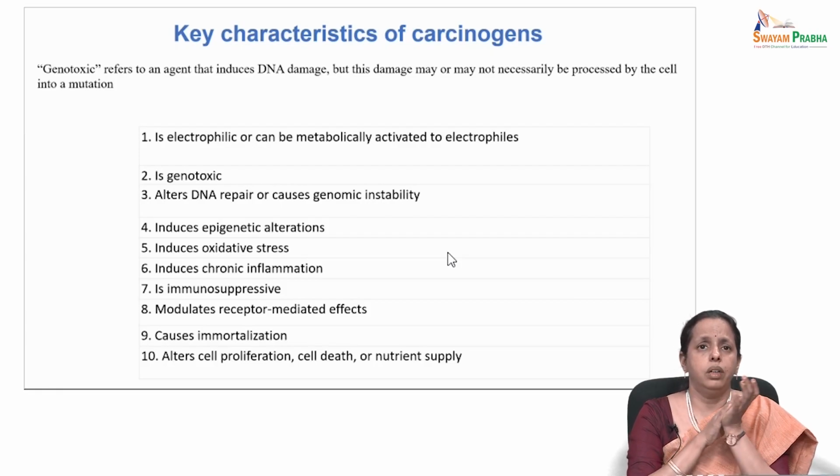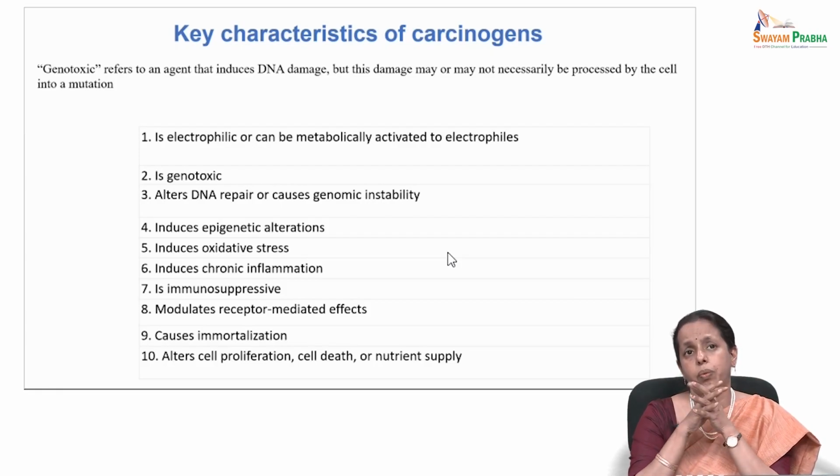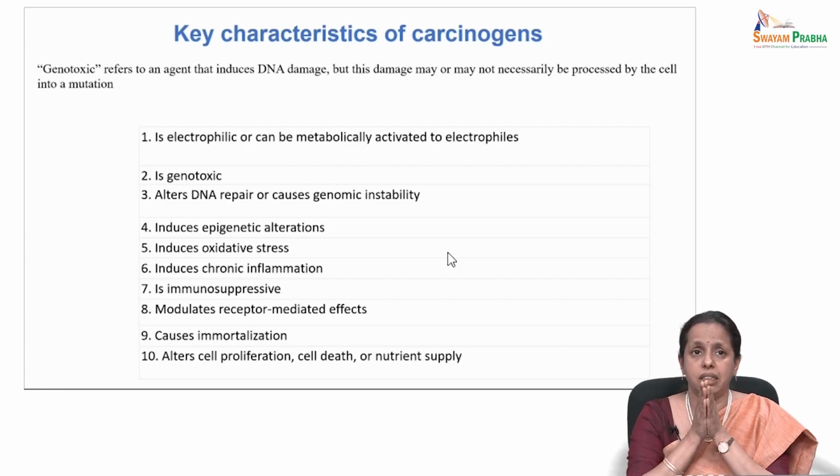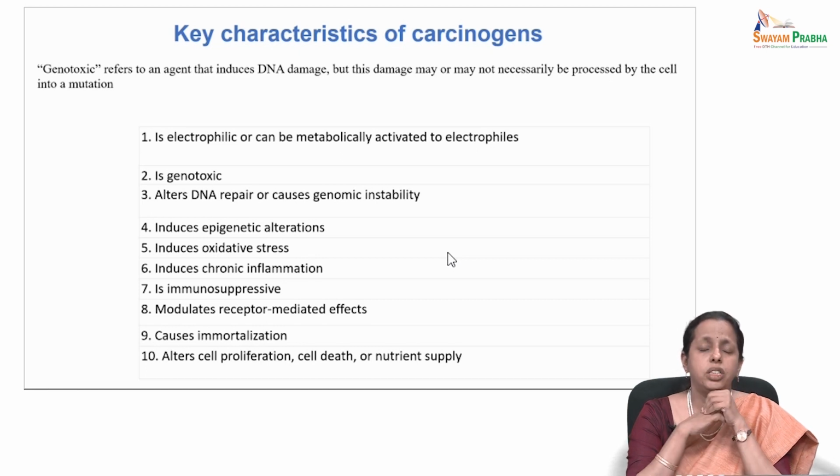So now we will slowly learn what exactly the key carcinogen characteristics are. It should be electrophilic or metabolically activated to electrophiles. It should be genotoxic.